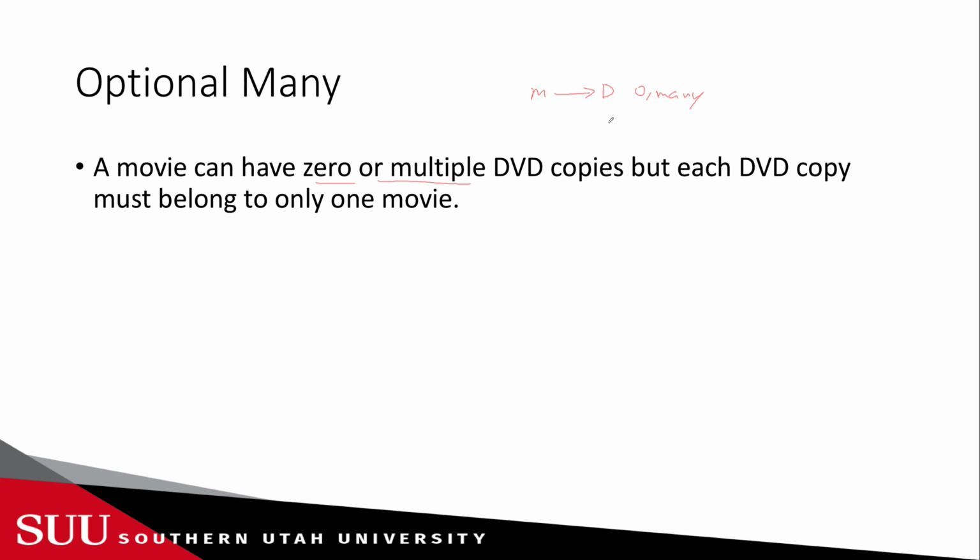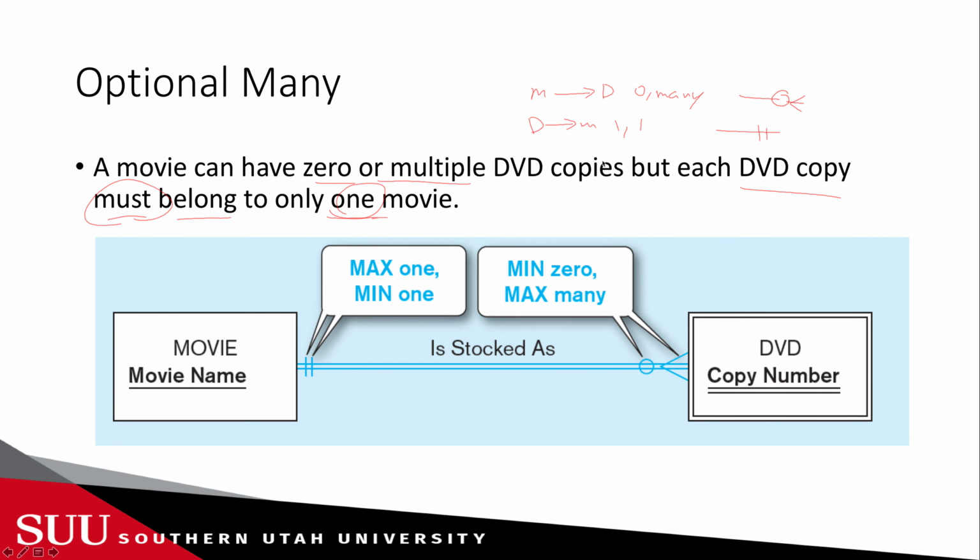And then from DVD to movie, what is my minimum? It says but each DVD copy must belong to only one movie. So I have mandatory 1. So if I'm going from DVD to movie, my minimum is 1, my maximum is 1. So this is going to be my notation. If I'm going from movie to DVD, and if I'm going from DVD to movie, this is going to be my notation. And this is going to be my final ERD.